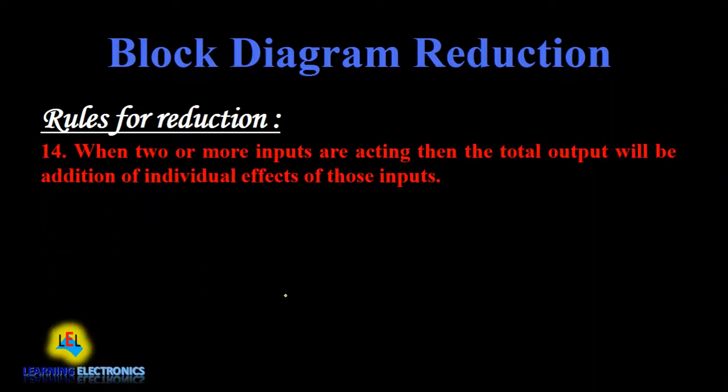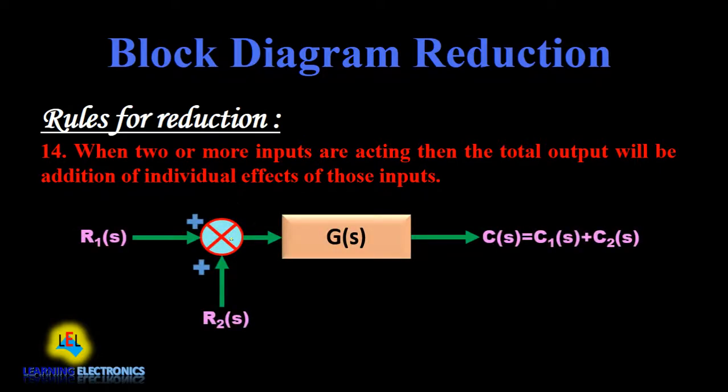Next is when two or more inputs are acting, then the total output will be the addition of the individual effects of those inputs. That means here in this system, two inputs are acting at this summing point: R1(s) and R2(s). So the total output signal C(s) will be the summation of the individual outputs of these inputs.